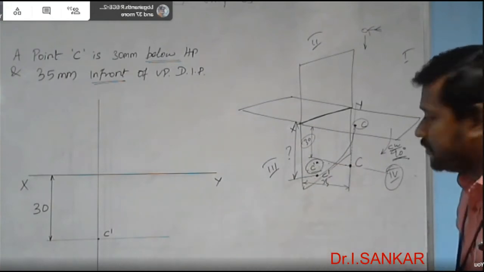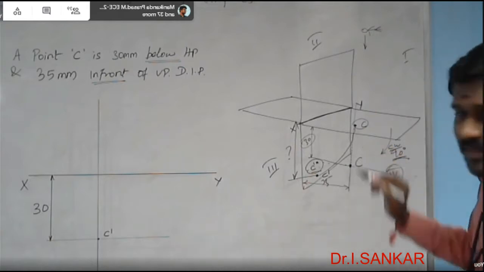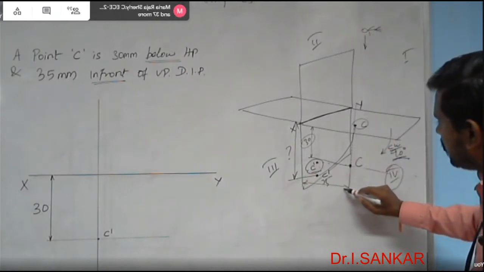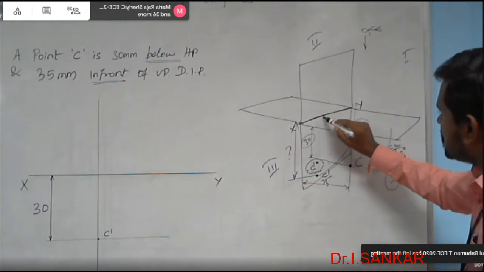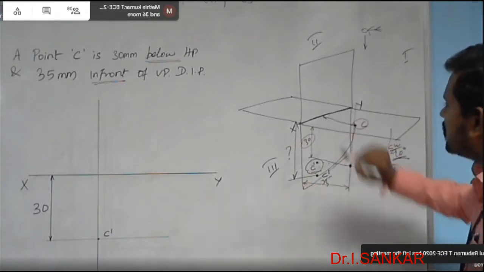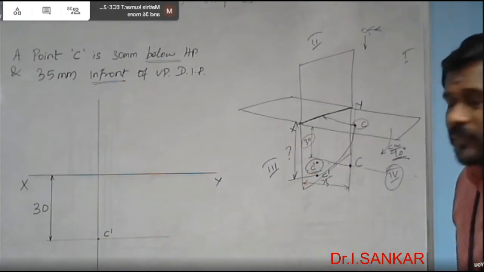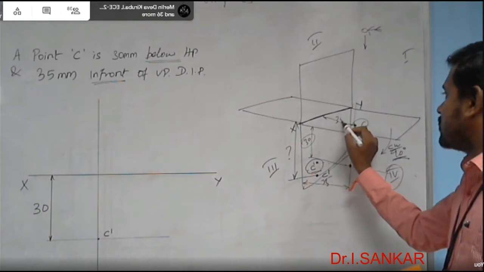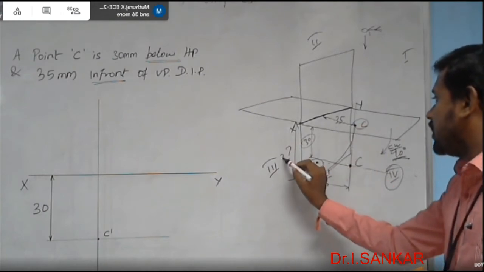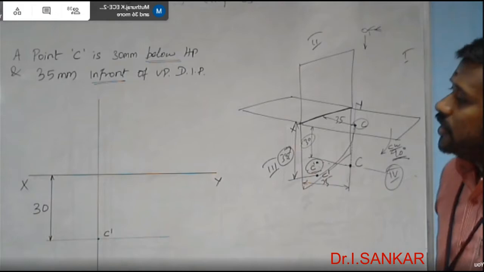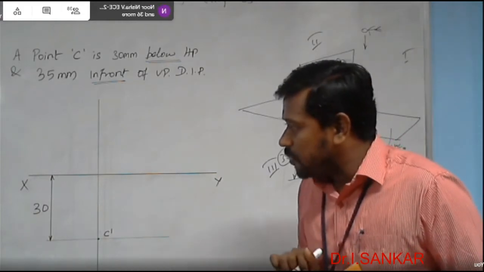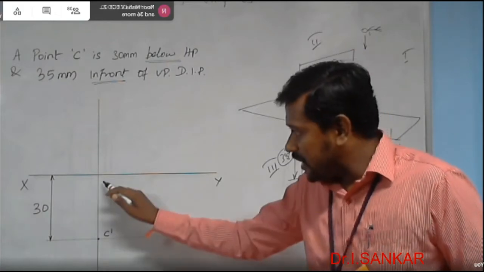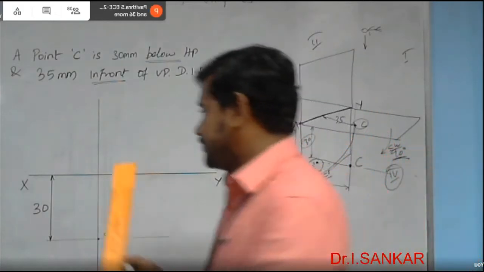What is this actually? See here, yes, it is 35 mm because the point is already 35 mm in front of the VP. So the same distance is maintained here also, which is nothing but the radius of the rotating circle. So when you rotate this horizontal plane in the clockwise direction, the same 35 mm will be maintained here also. So in order to mark the top view of the point here, you have to measure 35 mm below the XY line and mark it in the projector of C dash.